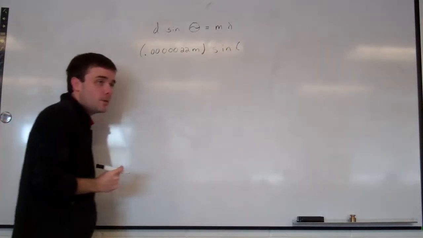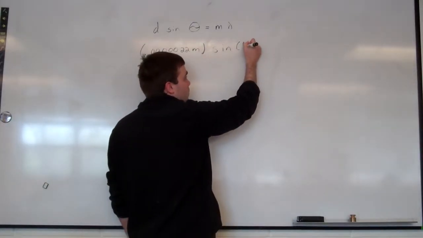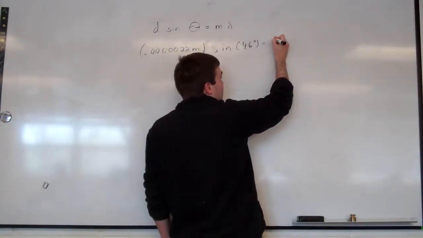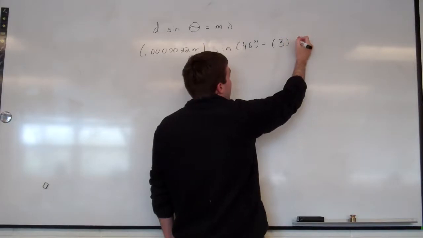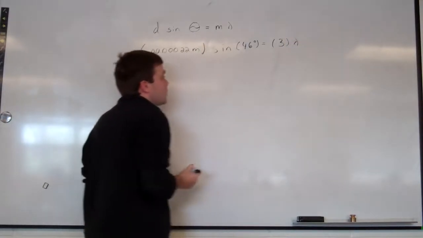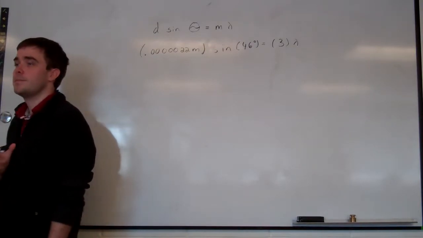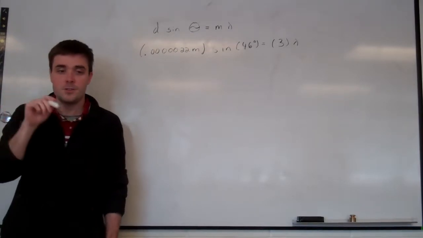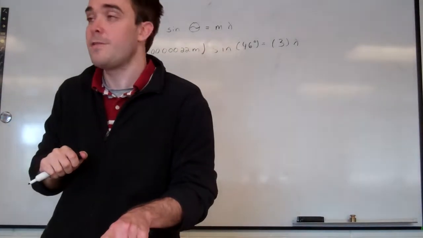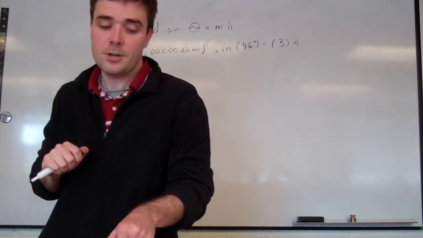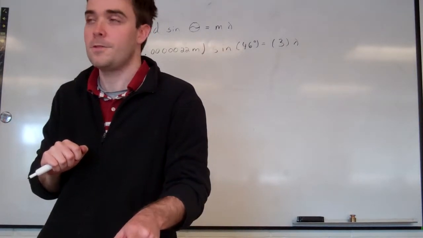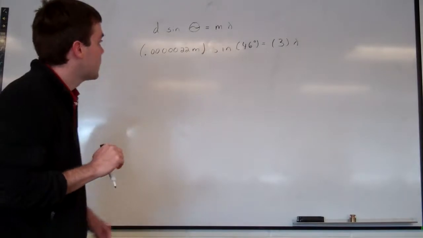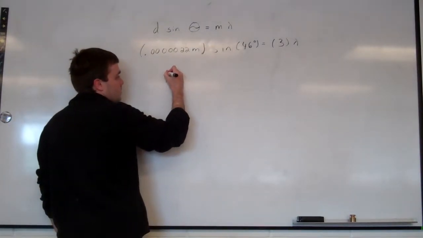sine. What's the angle in this case? 46. What mode should your calculator be in? Degrees. What's m going to be? 3. And wavelength is what we're looking for. Do we not do m plus 1? That's for the dark fringes. This first equation, do you see how it says third order bright fringe? If you use the second equation, it'll say dark. If it doesn't say anything, use the first equation. So only use the second equation if it says something about a dark fringe.